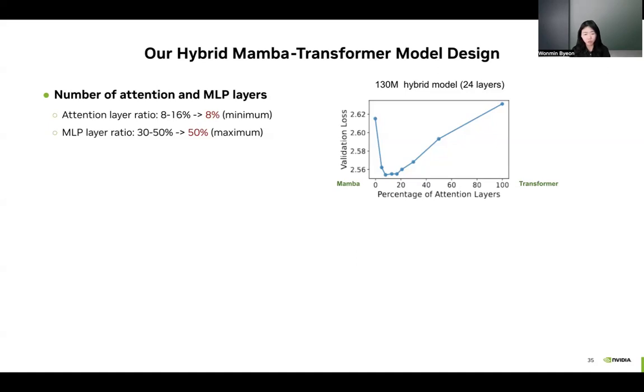And then we did a study to find out what's a good ratio, and we found that somewhere between 30 to 50% provides similar performance. So we keep the maximum, which is 50%.